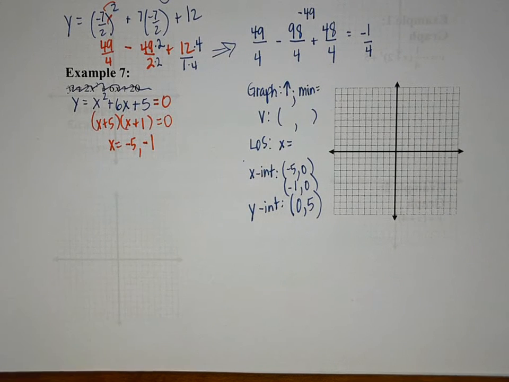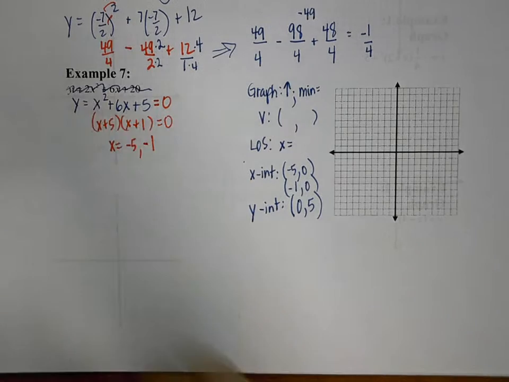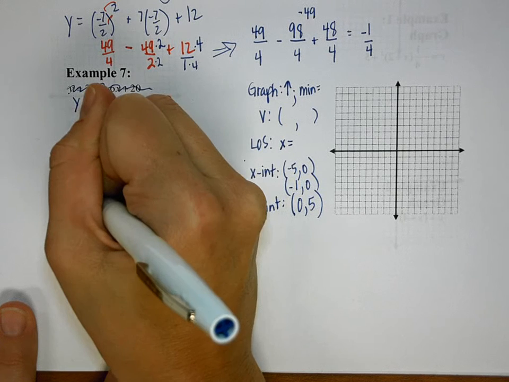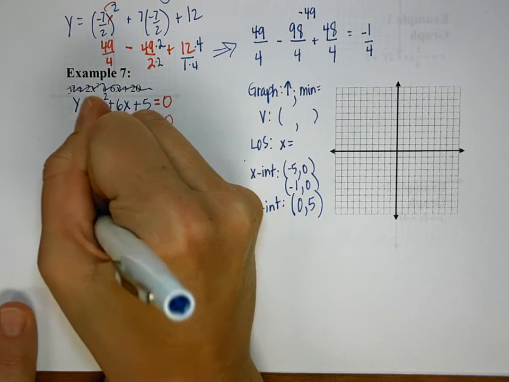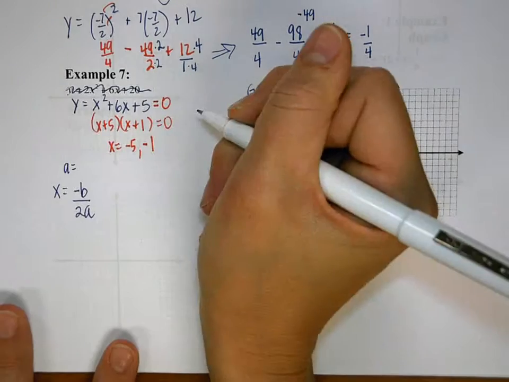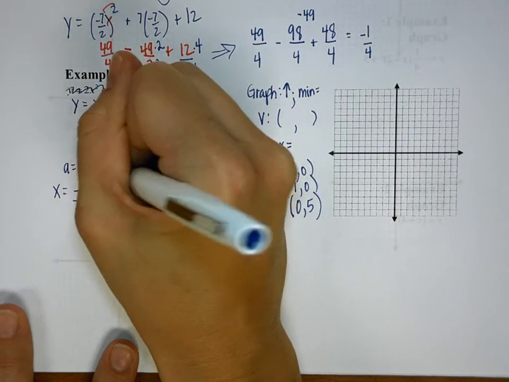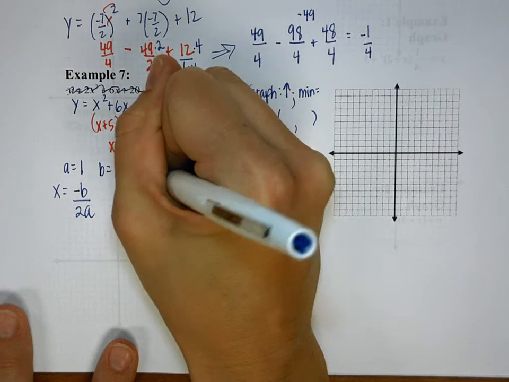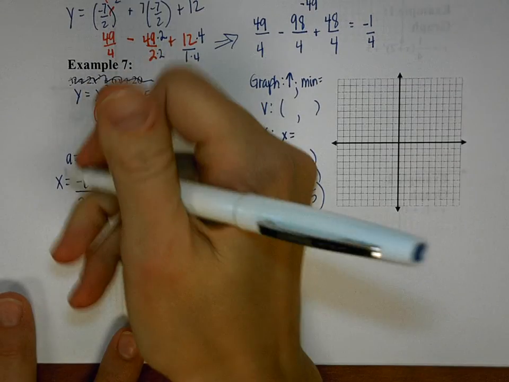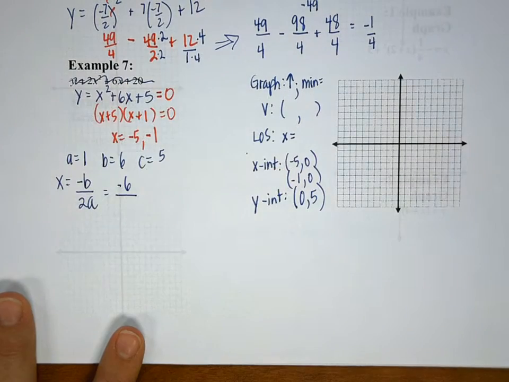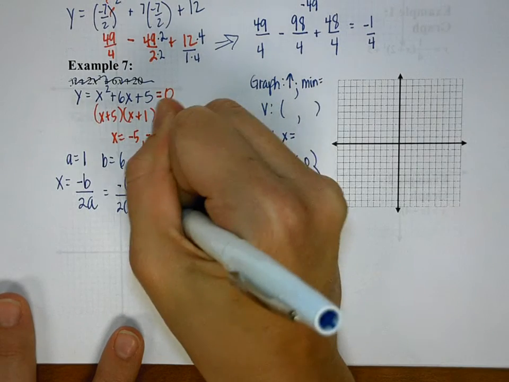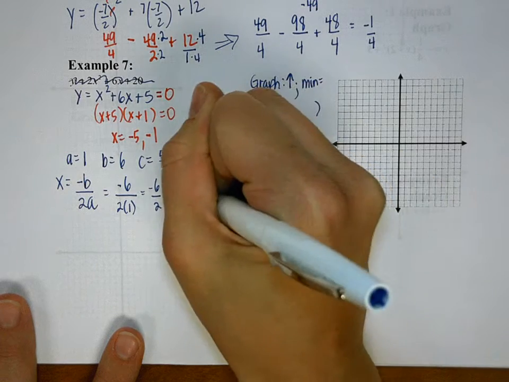Okay, so now we're going to go and find the x value of the vertex. The equation for finding the x value of the vertex is negative b over 2a. But I need to state, what is my a value? 1. What is my b value? 6. And my c value is 5. So with negative b over 2a, we have -6 over 2 times 1, which is -6 over 2, which is -3.